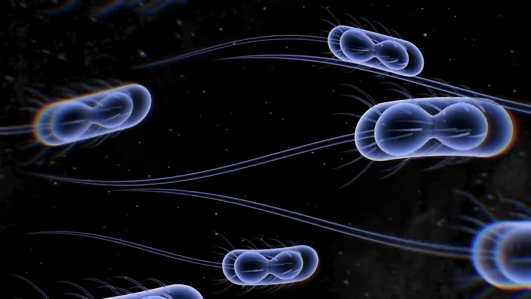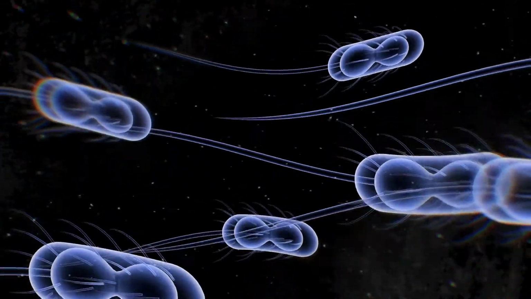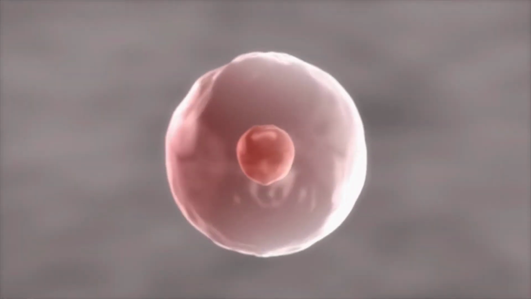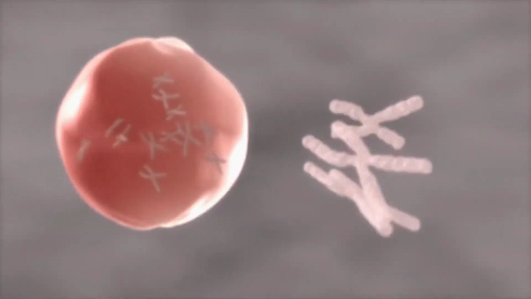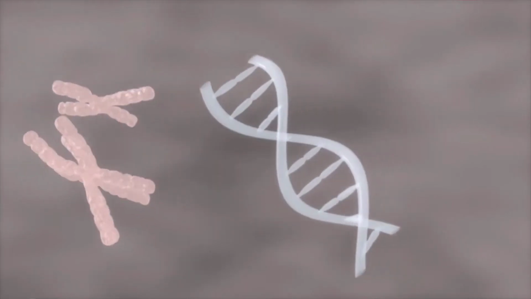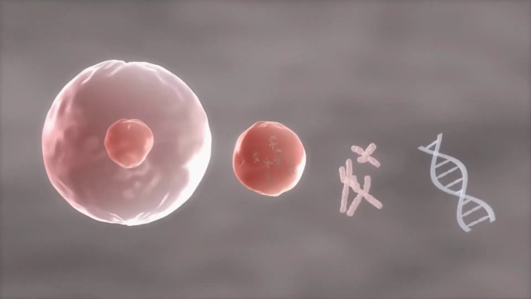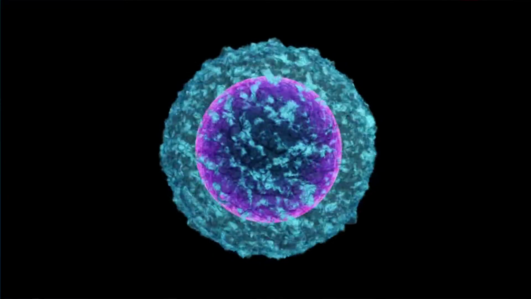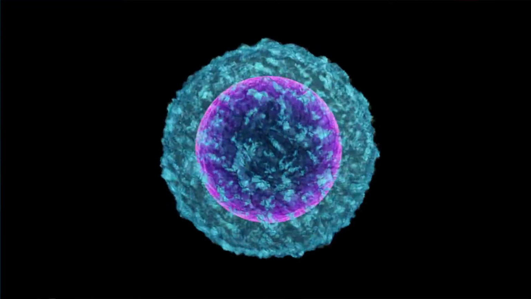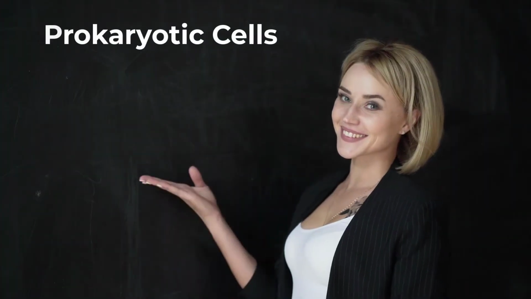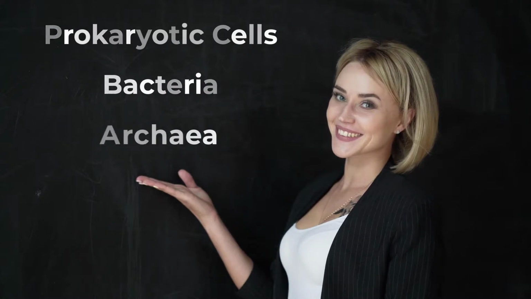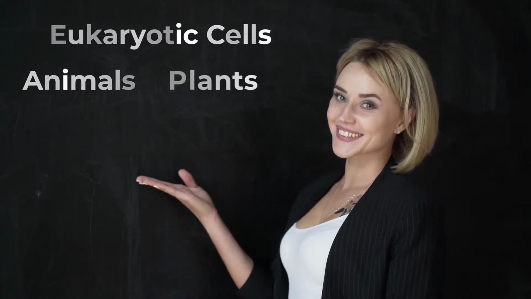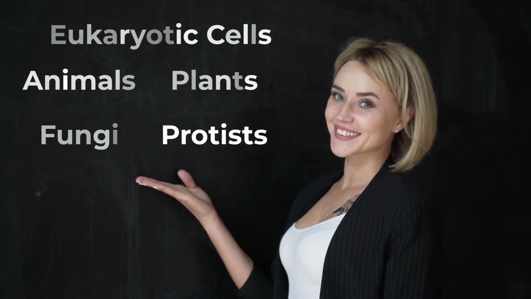Prokaryotic cells are the oldest living cells. They are simple and not compartmentalized. Eukaryotic cells are more recent cells. They are complex and compartmentalized. What do we mean by compartmentalization? This is the separation of internal structures or organelles. The separation of structures allows for each organelle to have its own designated job. Prokaryotic cells include bacteria and archaea cells. Eukaryotic cells include animal cells, plant cells, fungi, and protists.